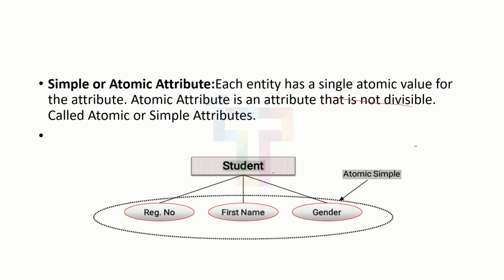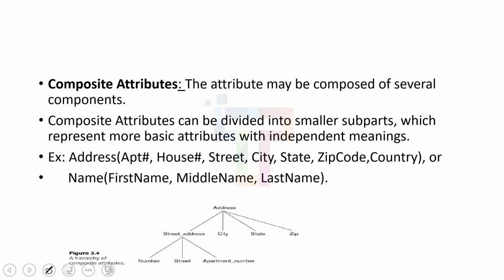But as of now, you understand that a simple or atomic attribute should not be divided or divisible. For example, gender. Gender is an atomic value, meaning a single value which cannot be divisible. Gender we cannot divide, right? So the example is gender.